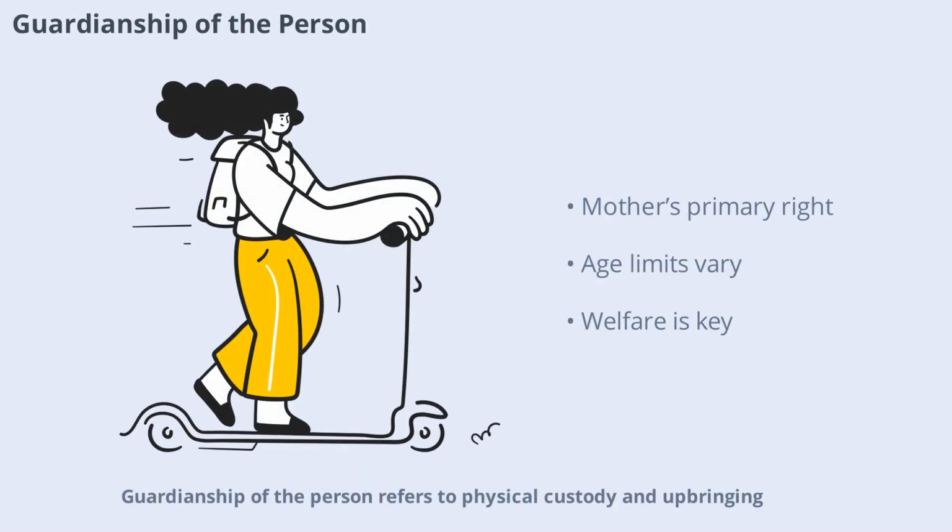Guardianship of the person refers to physical custody and upbringing. The mother has the primary right under Sunni law up to age 7 for boys, puberty for girls, and under Shia law up to 2 for boys, 7 for girls. After this, the right passes to the father or male relatives, but the child's welfare is always the main consideration.